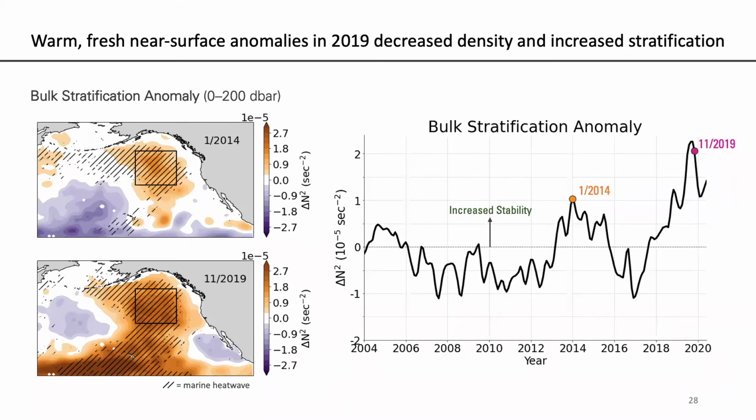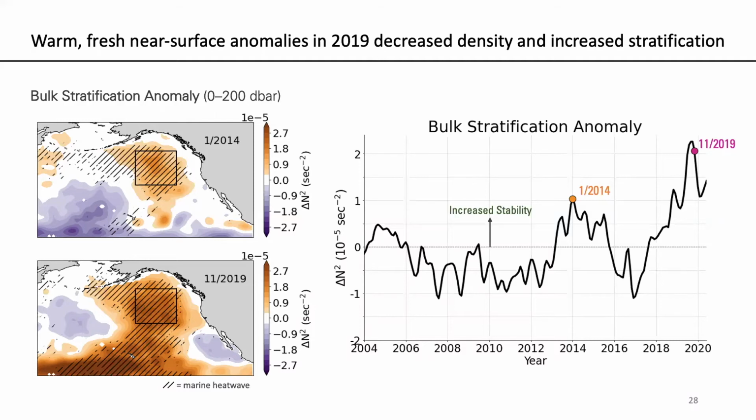So the maps over here are showing the spatial distribution, if you will, of the snapshots in January 2014 and November 2019. So you can see that there was increased buoyancy essentially in both of those boxes, increased stratification, but that increased stratification was much more widespread in 2019. So it's hypothesized that the increase in stratification in 2019 prevented the warm anomalies near the sea surface from mixing as deeply as in the 2014 event.